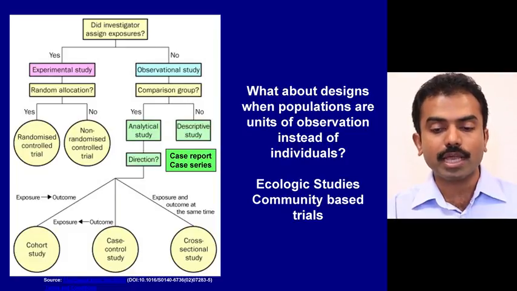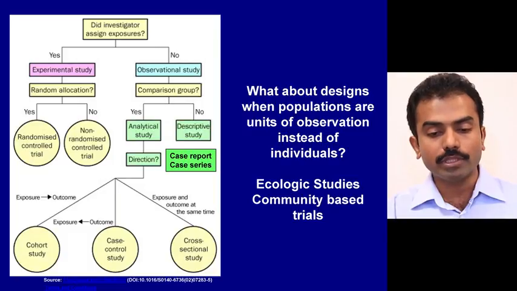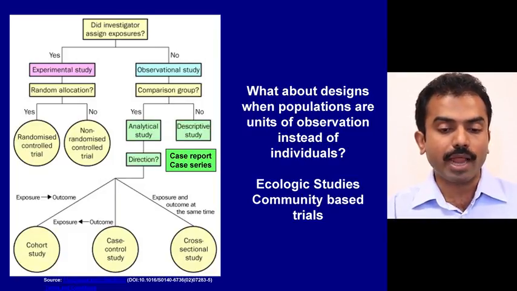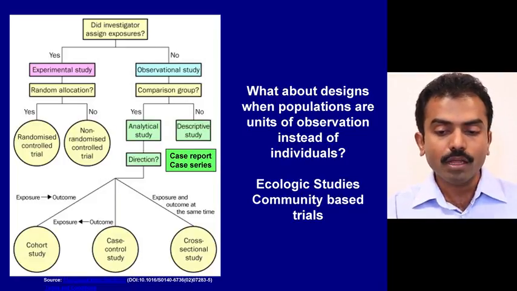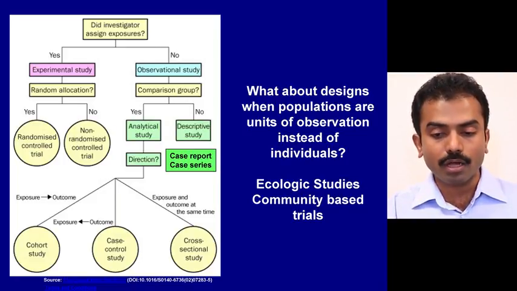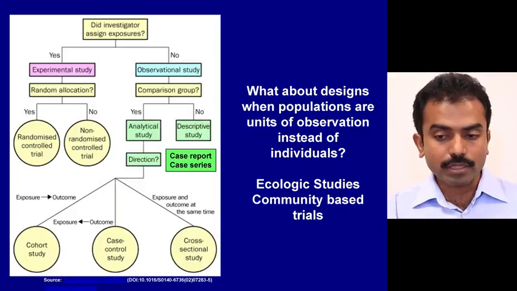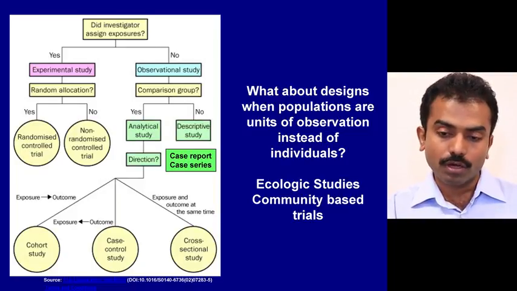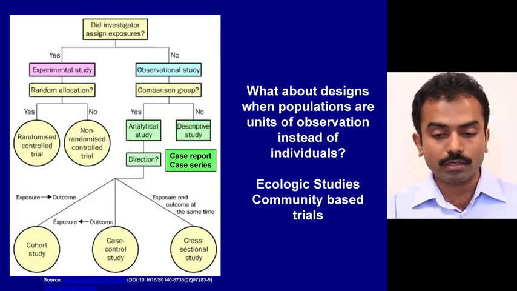Similarly, in experimental designs, you have designs with a control group and without a control group. And within those with a control group, you can have a randomized control trial and a non-randomized control trial. If the unit of observation is population instead of individuals, then you have ecologic studies and community-based trials. So this concludes our discussion on study designs, and this is one of the important things we need to put in our protocol. So I think this has to be very, very clear.